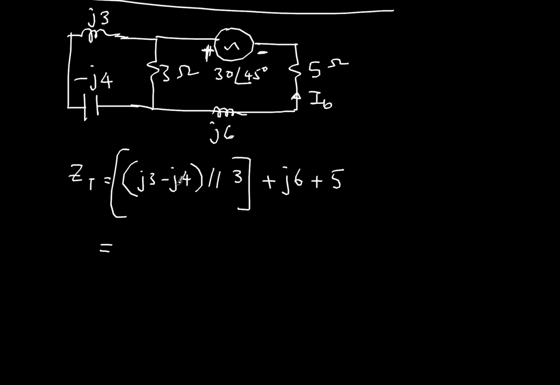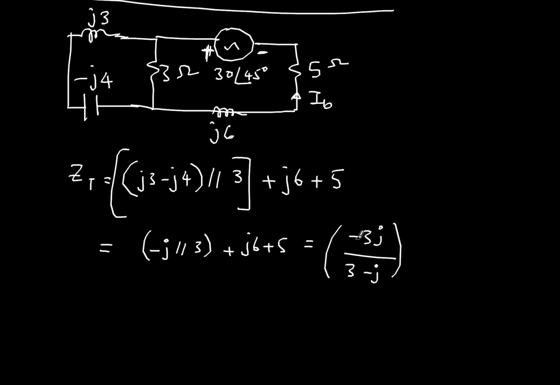So I can just simplify it. This is minus J parallel with 3, and this I can further simplify. That is nothing but I just multiply these two, so minus 3J, and then divide by the sum of these two, so 3 minus J. This is the equivalent parallel impedance, plus J6 plus 5. So this is my total impedance.